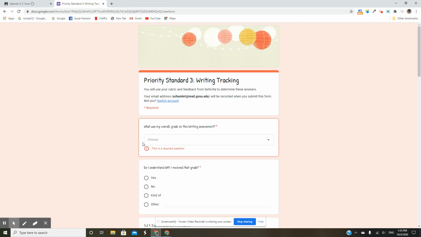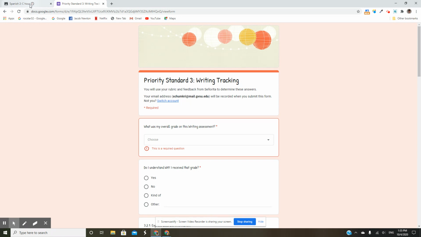This is going to be your assessment tracking that we're going to take after each assessment. There'll be 4 in total for Priority Standard 3, 4 for Priority Standard 2, and then Priority Standard 1 I usually just give feedback for, so we're probably not going to do the tracking there with this Google form. But we're going to focus on Priority Standard 3 today because that's the activity that we're going to do to make sure that we can perfect that writing.